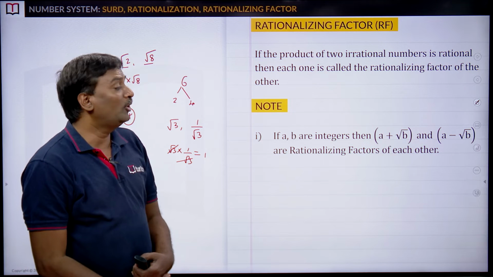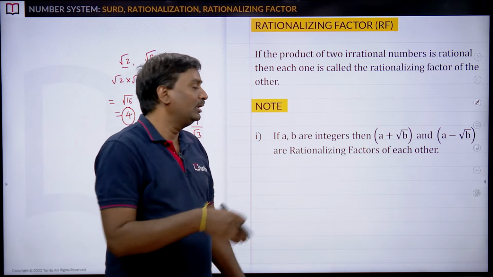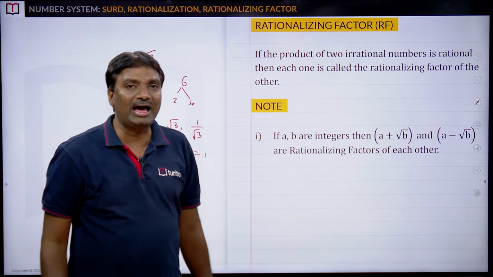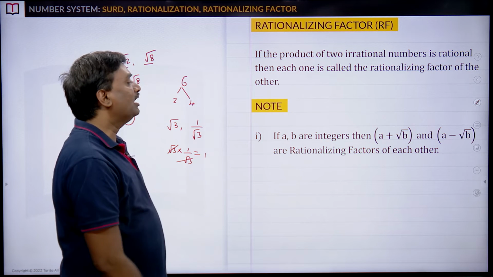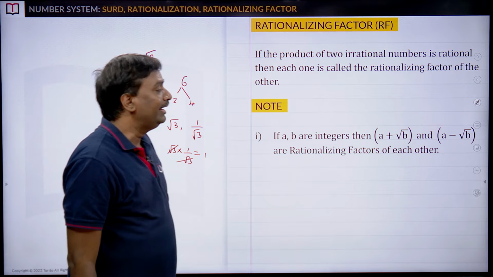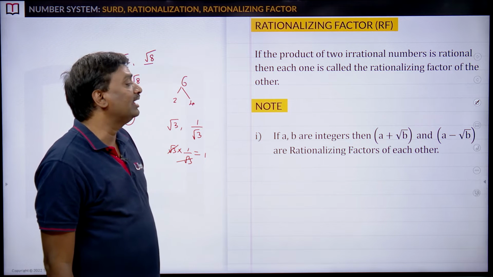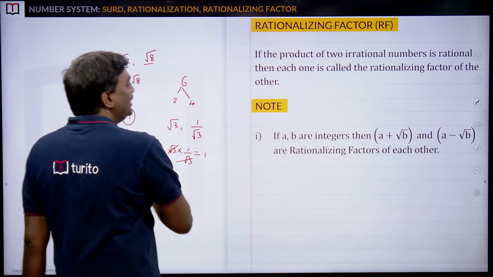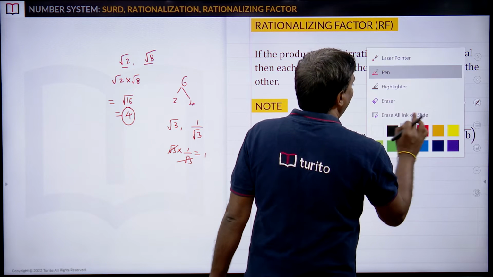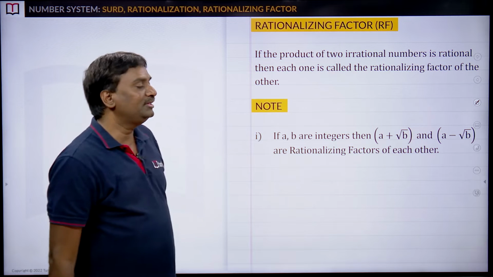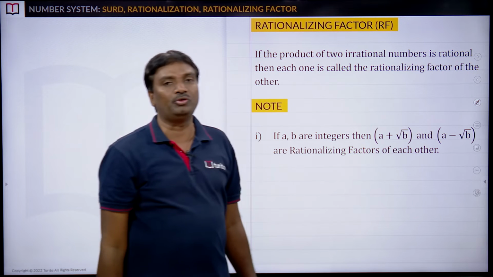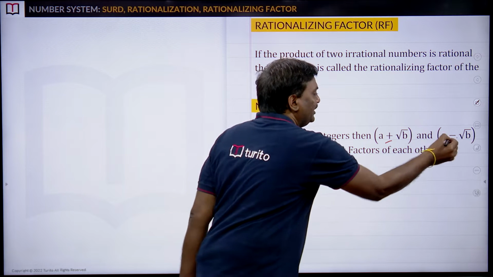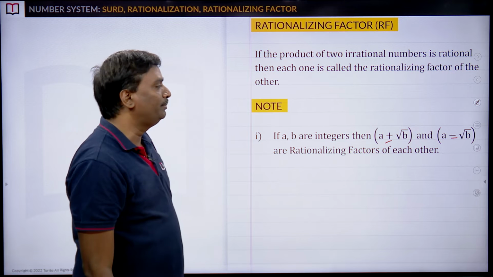Here we have some important points, you can keep remembering them. If the given irrational numbers are of these forms, we can find the other rationalizing factor easily. If a, b are integers, then a plus root b and a minus root b are rationalizing factors of each other. So, clearly by observing these two, a root b, here also we have a root b, just the change in the sign only. Here we have plus, here we have minus. So, a plus root b and a minus root b.